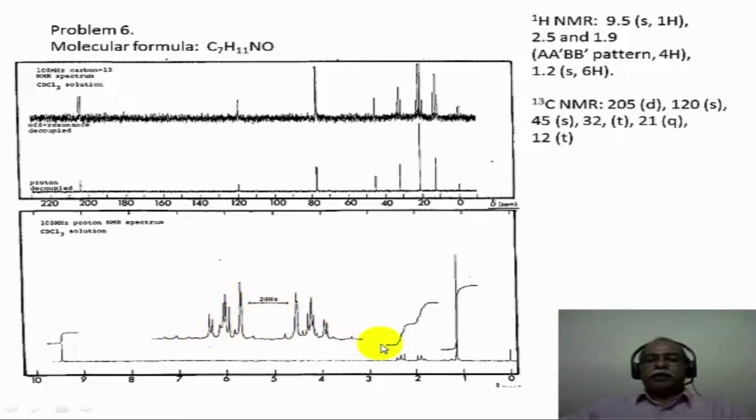Now there is a singlet around 1.1 or 1.2 ppm, and this is 6 hydrogen intensity. If the other is 4 hydrogen intensity, then you can easily figure out that this corresponds to 6 hydrogen intensity, and this could probably be a gem dimethyl kind of group. We will see what the structural feature of this particular molecule is.